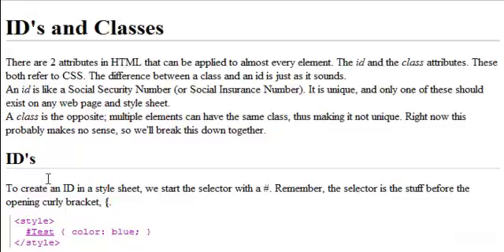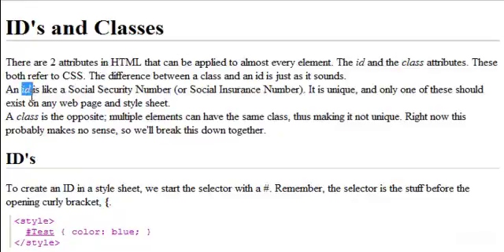IDs and classes. There are two attributes in HTML that can be applied to almost every element, on top of every other one that we've already covered. These are the ID and class attributes. These both refer to CSS, but the main difference between a class and an ID is just as it sounds.